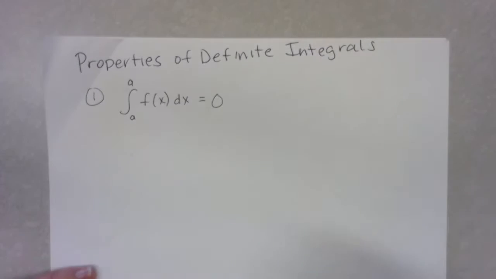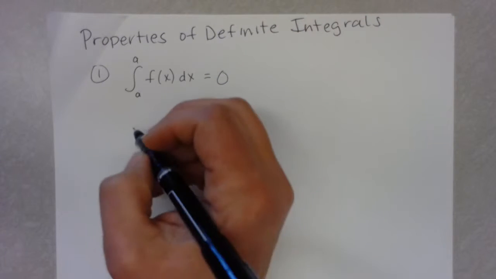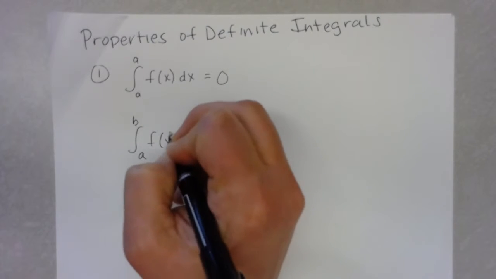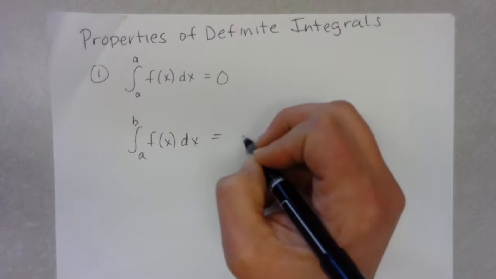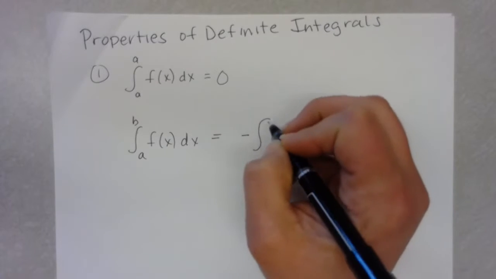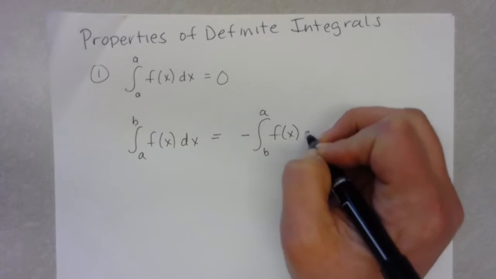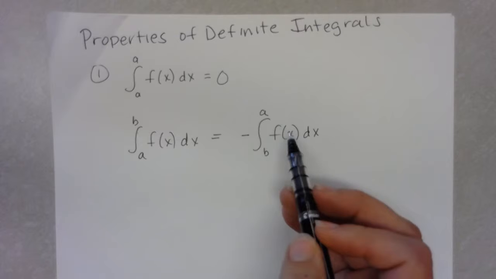Okay? So I have another one here that if I have from a to b of f of x dx, this is the same as negative, if I switch the bounds and I put the a up here and the b down here, of f of x dx. So they're the same except for a negative sign.